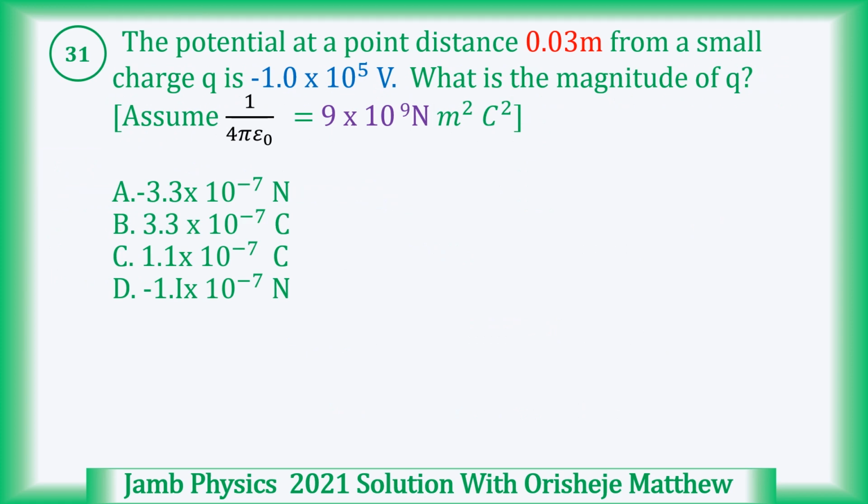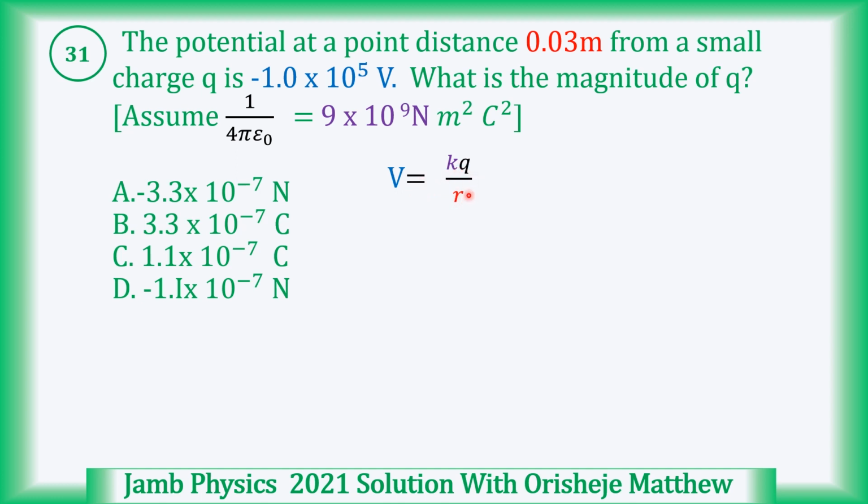Question 31. The potential at a point with a distance of 0.3 meter from a small charge is -1 times 10 raised to the power 5. What is the magnitude of the charge Q? So remember that the potential is equal to the constant multiplied by Q divided by the separation distance. So V is equal to KQ over R.